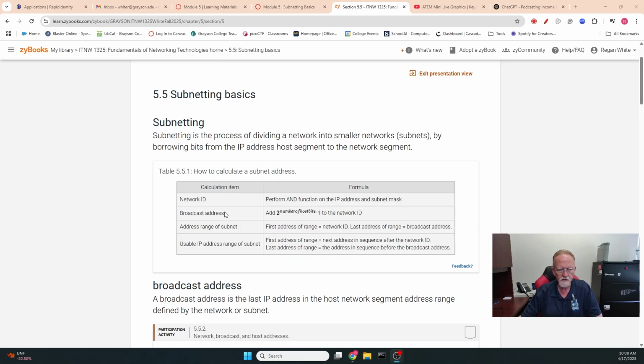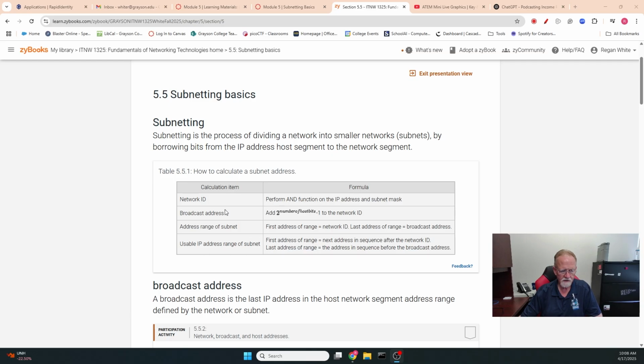You're always going to lose, and this is very important, you're always going to lose 2 addresses from your range to support the network ID and the broadcast address. Then the address range is what you have left. So taking out the first one, taking out the last one, all those addresses that you have left, that's going to be the address range. Those are going to be the usable IP addresses. First address of the range and the last address of the range.